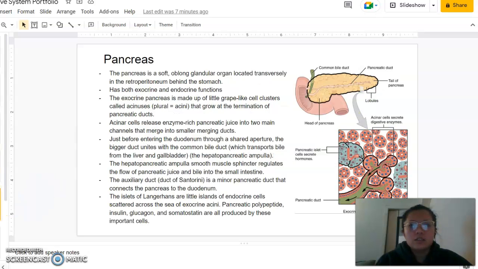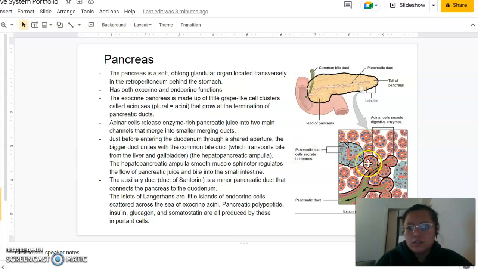Alright, now let's talk about the pancreas. It's soft and oblong, and it lies transversely in the retroperitoneum behind the stomach. It has both exocrine functions, which secrete digestive enzymes, and endocrine functions, which release hormones into the blood. The exocrine part of the pancreas arises as little grape-like cell clusters, as you can see, which are called acinus or acini.